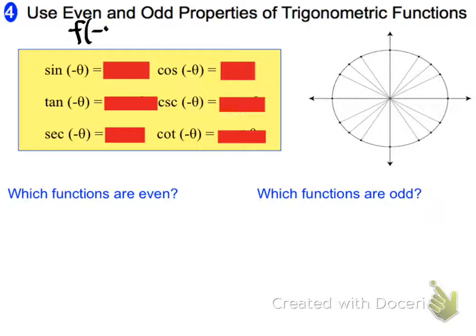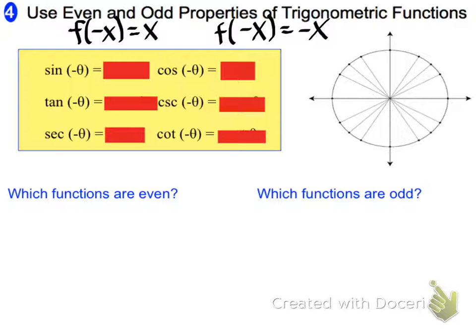All right, moving on. We're going to use the even and odd properties of trigonometric functions. The first thing we want to remember is, what does it mean to be even and odd? Remember from chapter 1 that if we plug in a negative x into our function and we get back what we started with, it makes it even. If we plugged in a negative x and we got the opposite answer, it made it odd. So we're going to use those ideas to help us decide about our trig functions, which ones are even and which ones are odd.